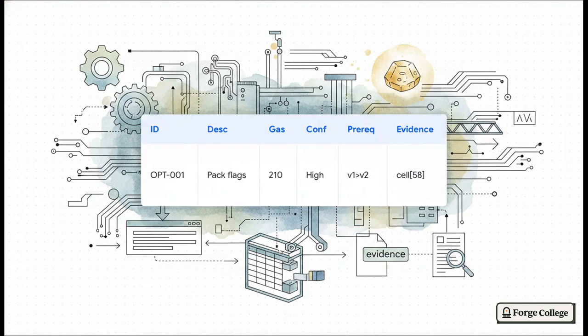And this brilliantly illustrates our final, fully assembled comparison table row. We've got the whole shebang: the ID, the description, the savings, the confidence, the prerequisites, and the exact evidence pointer. This right here, this is the gold standard. It is no longer just a messy spreadsheet. It's a fully traceable, highly actionable engineering artifact.